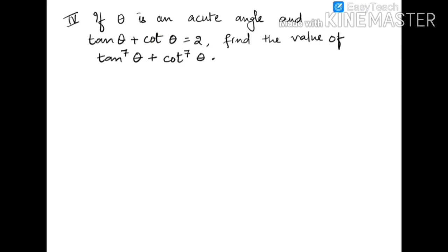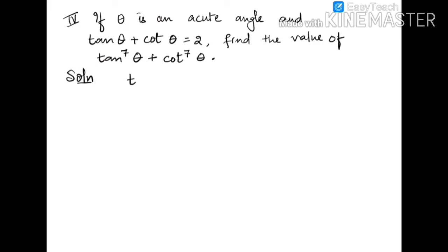Question number 4. If theta is an acute angle and tan theta plus cot theta is equal to 2, find the value of tan to the power 7 theta plus cot to the power 7 theta. Now this is a difficult question where you have to think of a method to find the value of theta from this given equation. Once you do that, you can find out tan theta and then cot theta and substitute in this expression and evaluate.